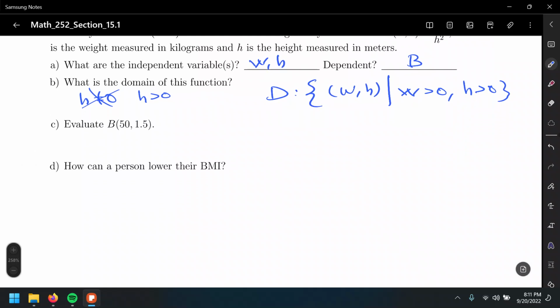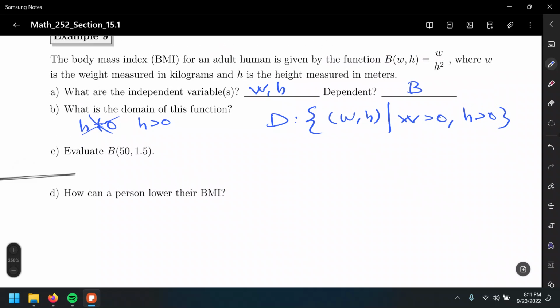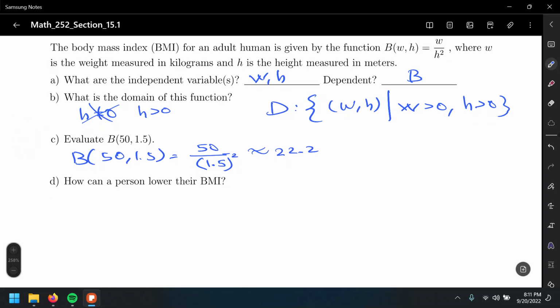Okay, so let's evaluate B of 50, 1.5. So B of 50, 1.5 is equal to 50, that's the weight, over the height 1.5, and we need to square this. So we're finding the body mass index for a person that weighs 50 kilograms and whose height is 1.5 meters, and this should be approximately 22.2.